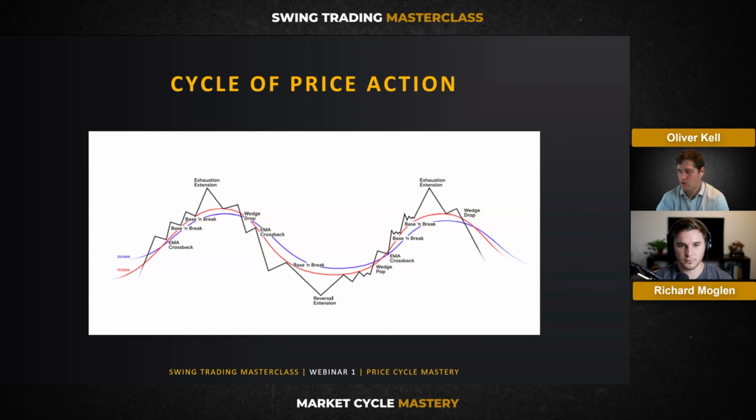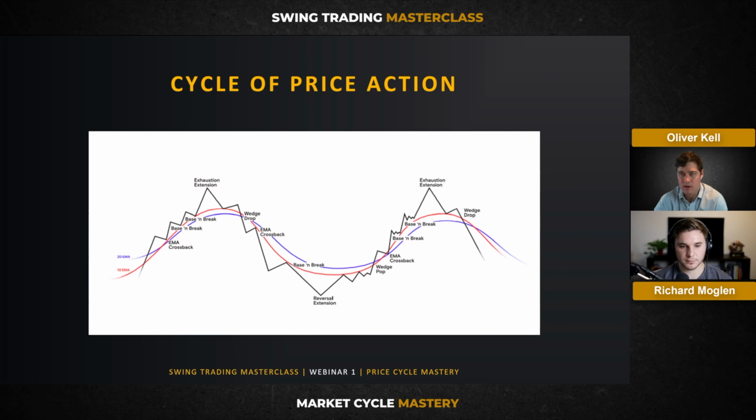And when you find support on the moving averages there, that's the crossback. So one of the things that I tell people is, if you're worried you missed the wedge pop and you're thinking, hey, did I miss the leaders, etc., the worst thing you can do is chase. Just be patient, wait for the crossback.